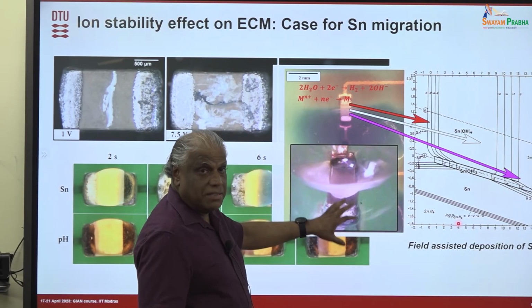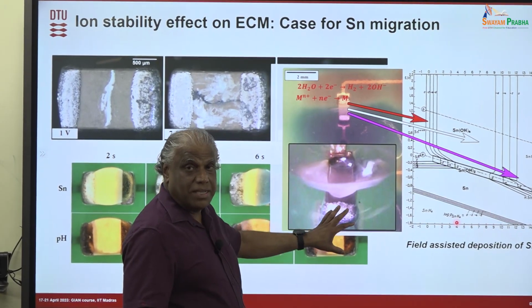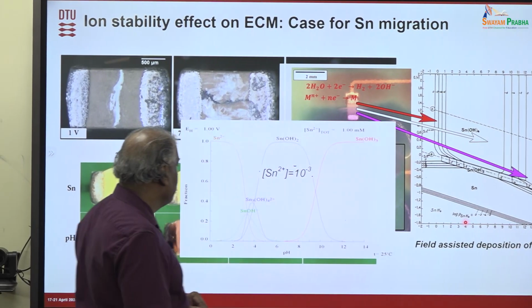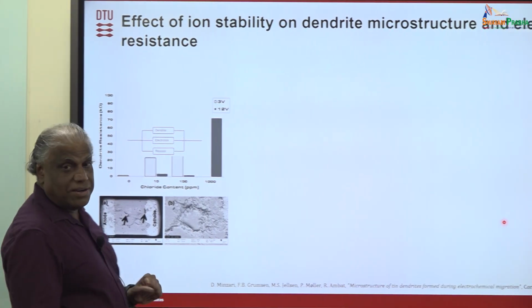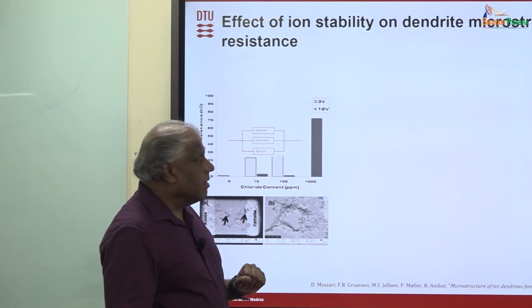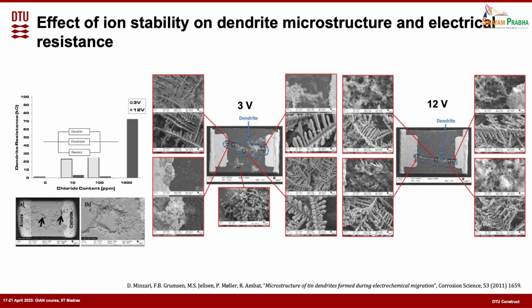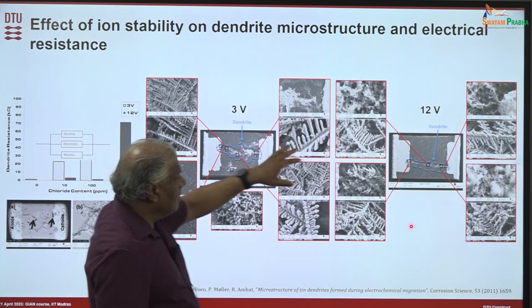local pH changes, how the tin stability is occurring in that solution layer, and that is what is determining the dendrite resistance. And that's what you see here as well. You can form the dendrite at a different voltage, and then you can analyze. You can see that in some cases you get a much more metallic dendrite compared to other cases.